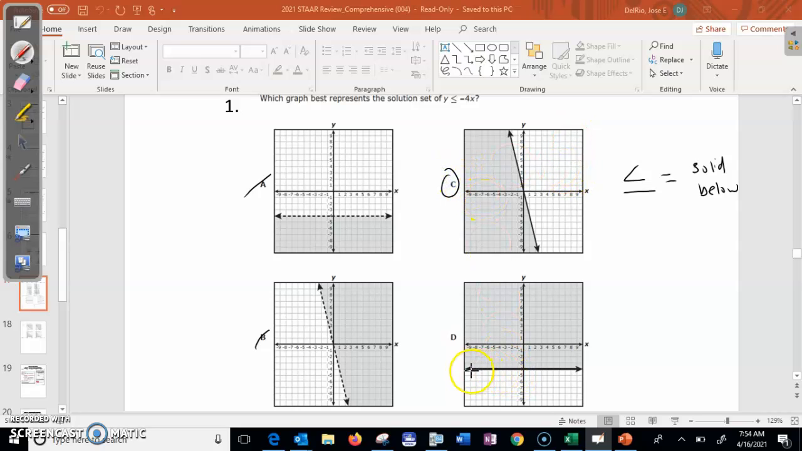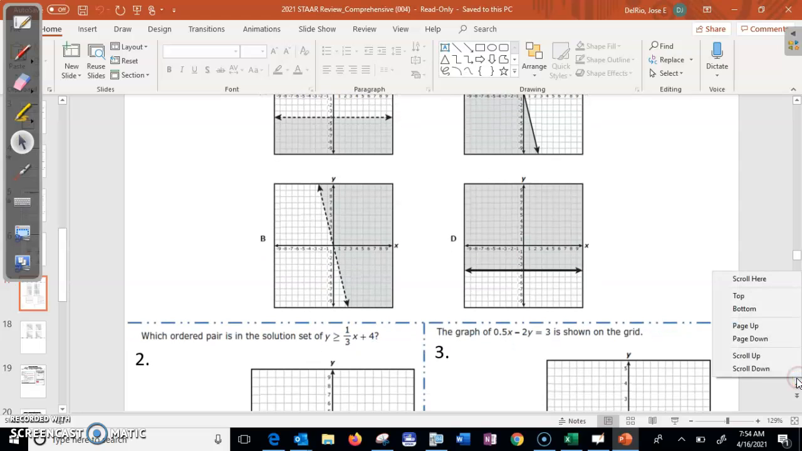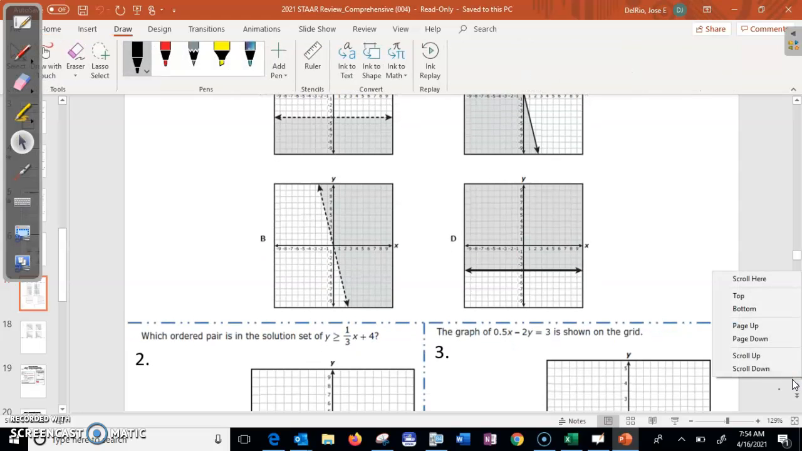If you look at this one, this is a zero slope. And what's above it, that's the shading. So keyword being above, that's not my answer. My answer is C. Let's go to number 2. Question number 2. Give me 1 second, guys.